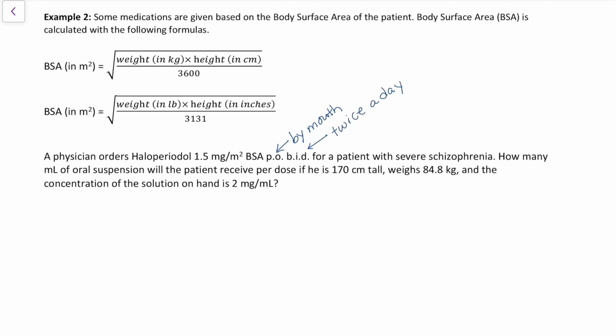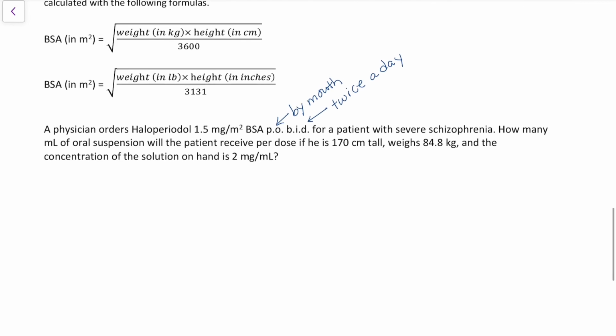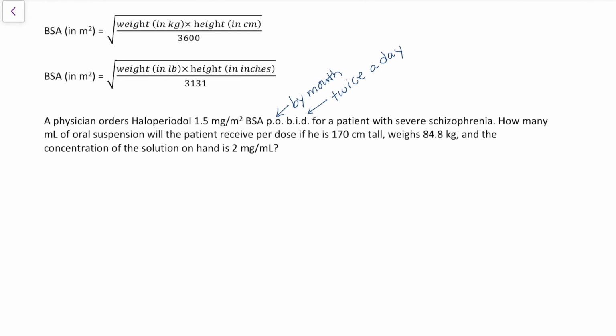For a patient with severe schizophrenia, how many milliliters of oral suspension will the patient receive per dose if he is 170 centimeters tall, weighs 84.8 kilograms, and the concentration on hand is 2 milligrams per milliliter? So it's using our formula substitution and then some of our dosage calculations and metric conversions we did previously. But I want you to give this one a go, pause the video, and then start it up again when you're ready.